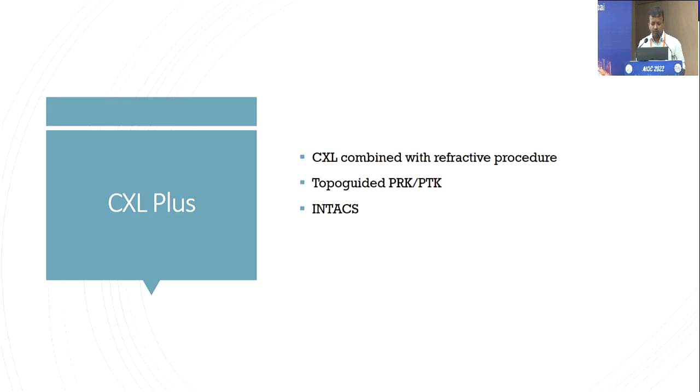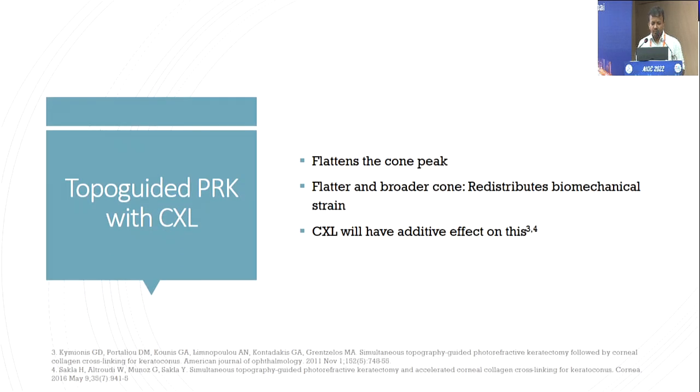So there is something called topo-guided PRK or PTK, and even with Intacs we can manage this. What does it do? Topo-guided PRK flattens the peak of the cone and broadens it, so the total biomechanical strain is redistributed on the cornea. Definitely at the end of 3 months they'll have a better uncorrected visual acuity, and definitely a better best corrected visual acuity.